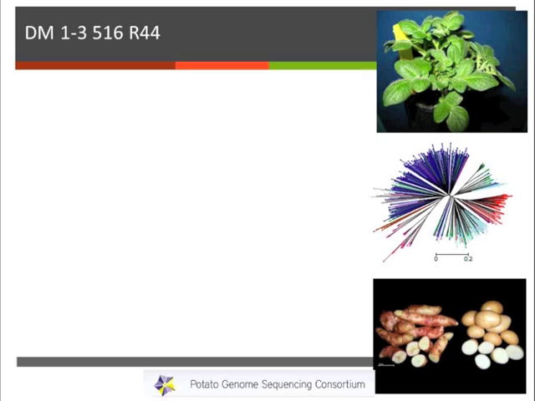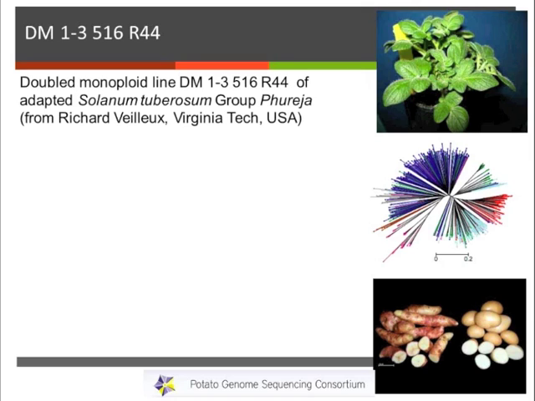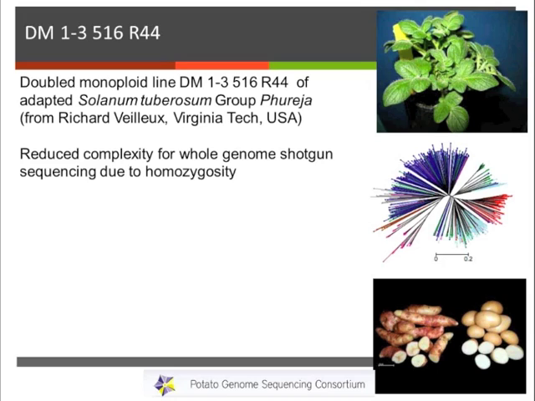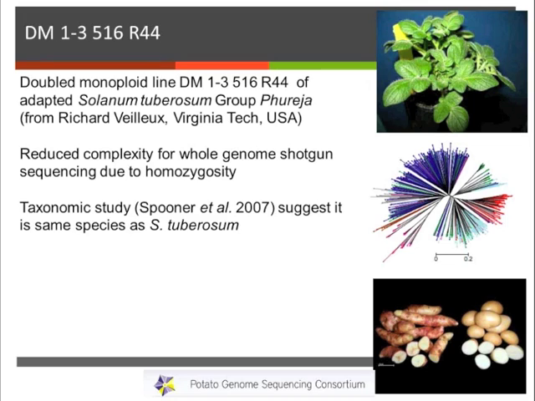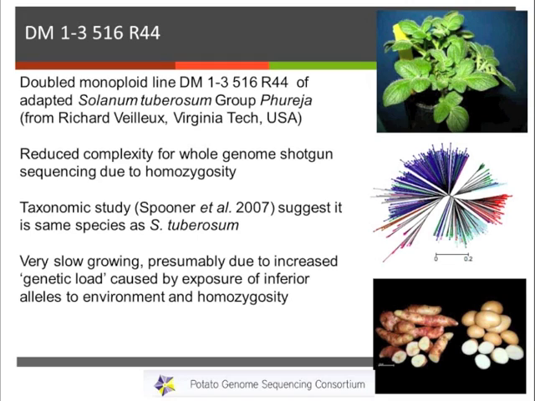Okay, so this line does exist. This was made by Richard Buell, who's here, and this is DM13516R44. So it's a double monoploid line that comes from group Phureja. Clearly has reduced complexity for whole genome shotgun sequencing, and David Spooner had put this in Solanum tuberosum.